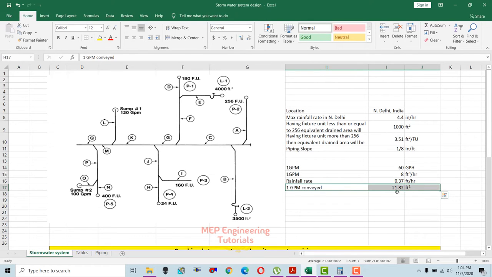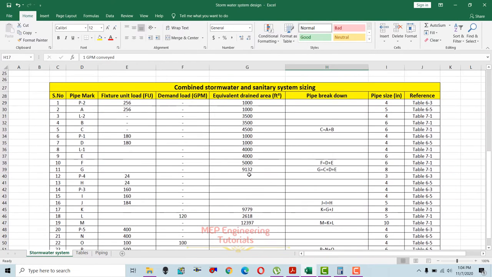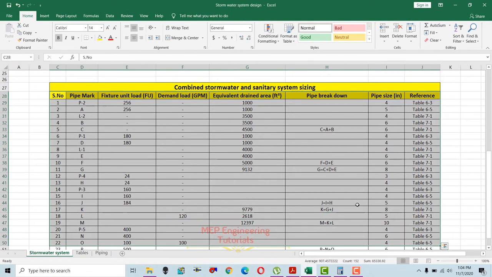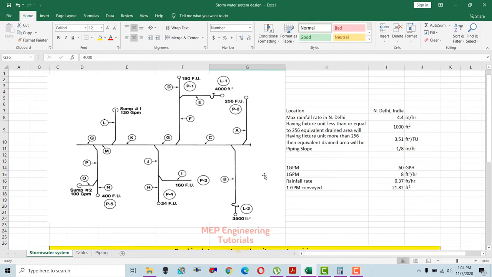21.82 square feet of horizontal area is equivalent to 1 GPM that must be conveyed from the surface. Or in other words, 1 GPM collects on 21.82 square feet of horizontal surface if you have a rainfall rate of 4.4 inches per hour. So now we'll go towards the pipe sizing of this combined stormwater and sanitary system.